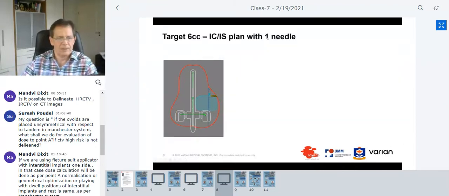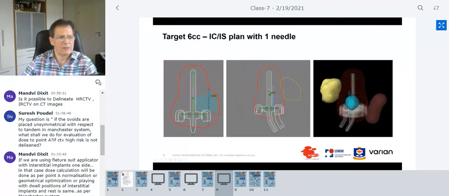If you use just 1 needle with 3 source positions, you can nicely shape your isodose line around this 6 cc tumor volume. It still looks good for bladder and rectum. You see here I can cover the whole theoretical tumor volume.